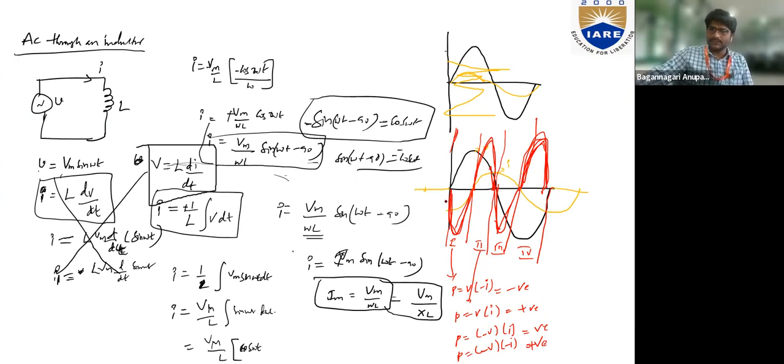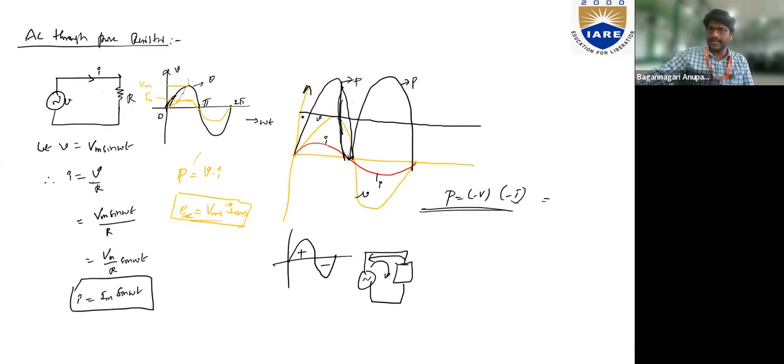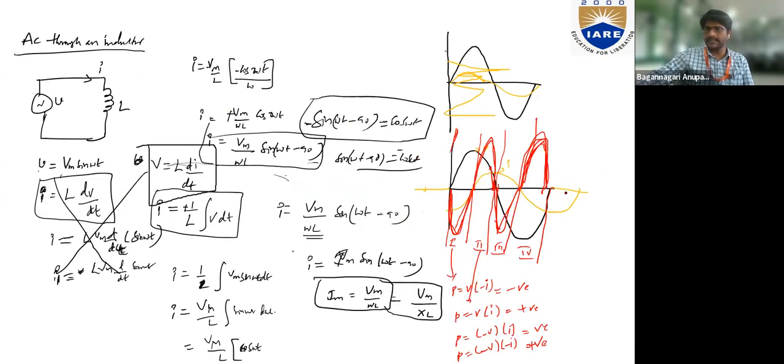So in all these cases, what's the average value now? In the previous case, the average value should be between these two, because the minimum point is 0 and the maximum value is the peak. What happens to the average power in this circuit now? Zero, right? Now, when you consider a pure inductor, what is the power consumed by a pure inductor? It is 0. Am I clear?